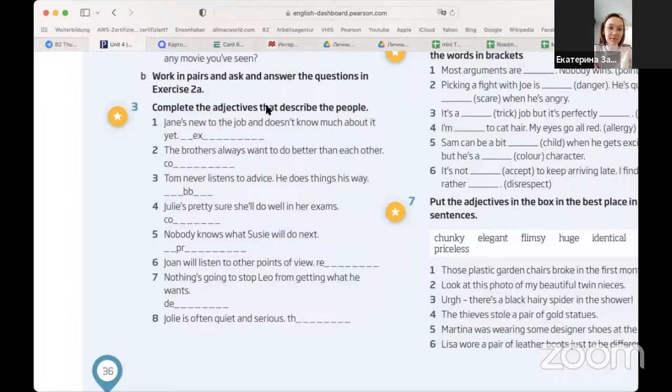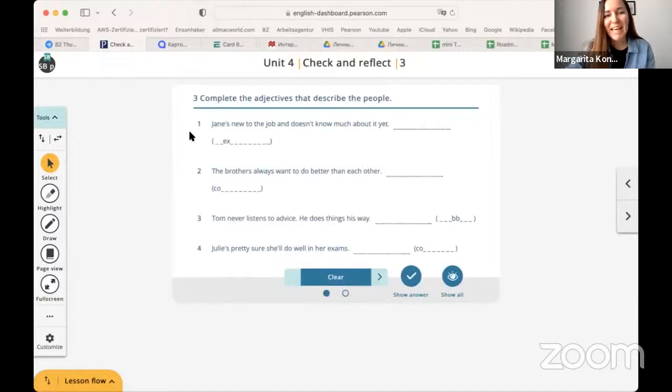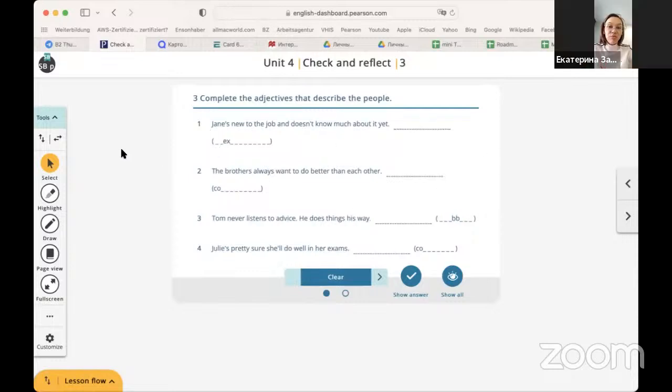I memorized, but not all. Okay, I will help you probably. Have a look at the first one. Jane's new to the job and doesn't know much about it yet. So when a person knows a lot about the job and has worked in the job for a long time, what kind of person is it? Expert. Yes, expert, it's good, okay.